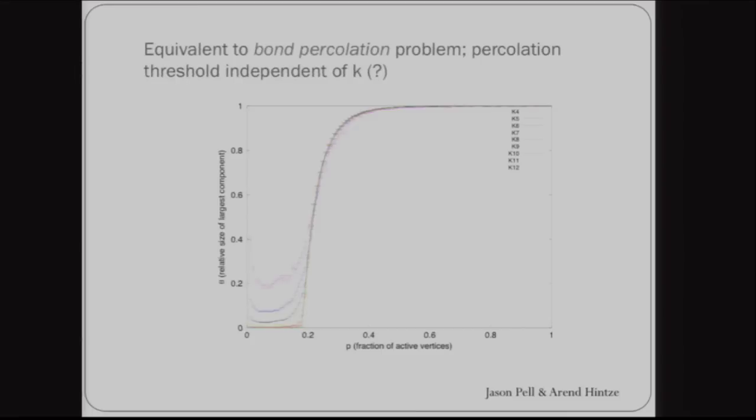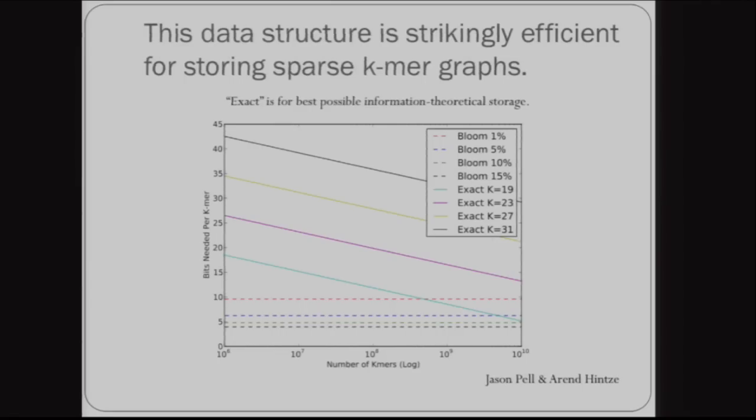You see that essentially the component size undergoes a discontinuous transition at around 18% false positive. And we have all sorts of data showing that this is what's going on. And so what we're able to show is that for sparse graphs, at various compression rates, we get good graph representations for overall connectivity of the graph, and it's considerably better than the best possible information theoretic or entropic encoding, which is pretty cool. So for sparse graphs, we can go 2 to 10 times better than the best possible actual implementation of an exact de Bruijn graph.